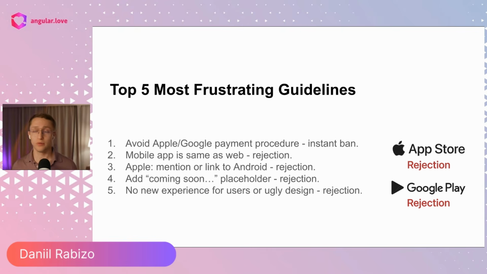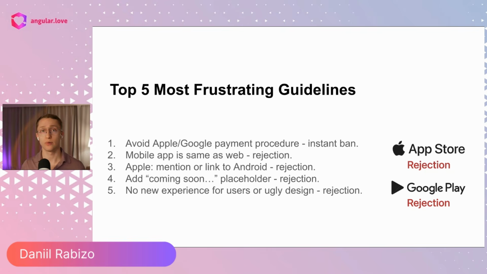For example, if you try to avoid the payment procedure of Apple and Google by not paying them the commission, for redirecting somewhere, you will get an instant ban by the bundle ID. So the application is not allowed to be published on the App Store anymore. And they will also check your web application, your website, when the testers download your application. And if the mobile app is just a repackaged web application with no added value, they will also reject it because it doesn't provide any experience that the user expects from a mobile app.